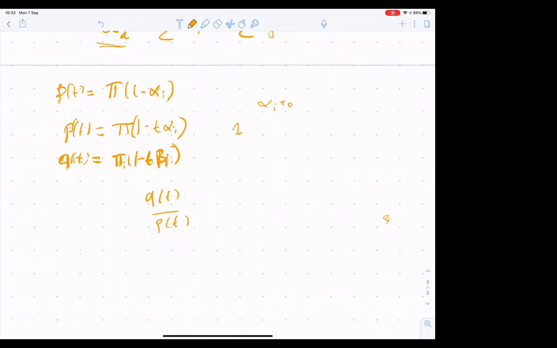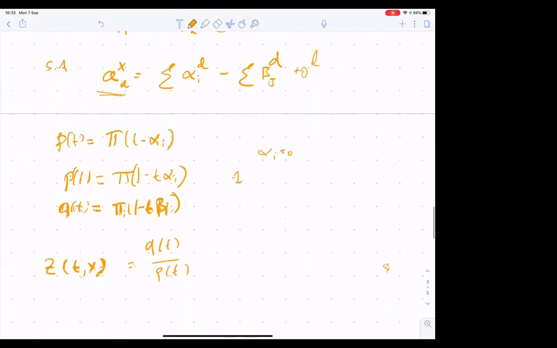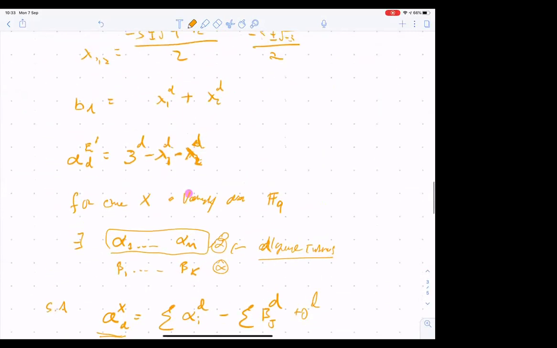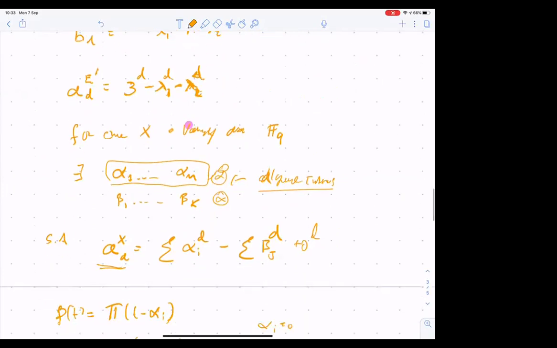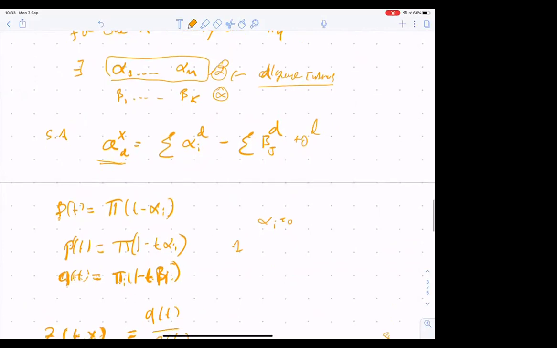So this rational function, Z_t of x, it's called the zeta function. It's a rational function that encodes those alphas and betas. But note that I haven't actually proved to you my statement, or Weil's conjecture, that it always has this structure. So what is the relationship between Z and this a_d x?